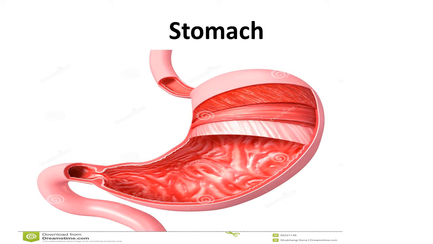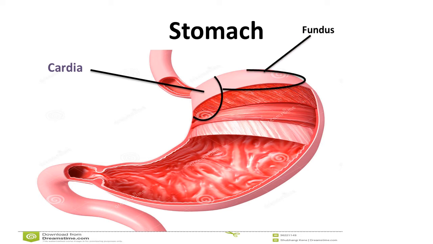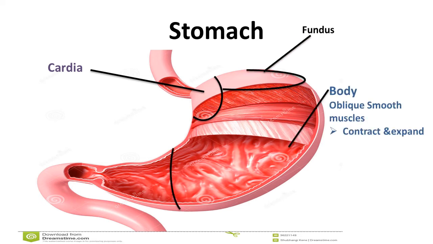Now we have to talk about the stomach. The stomach has four parts. The left upper part is called cardia. The right upper part is called fundus. The middle part of the stomach is called body, which is composed of oblique smooth muscles. The function of these smooth muscles is to contract and expand.